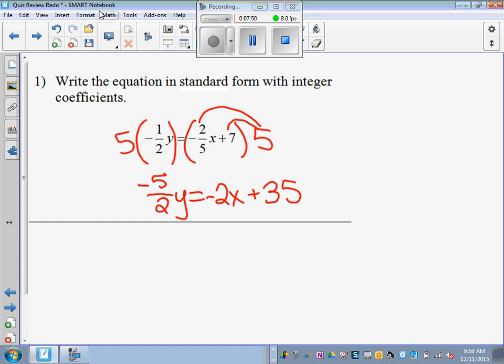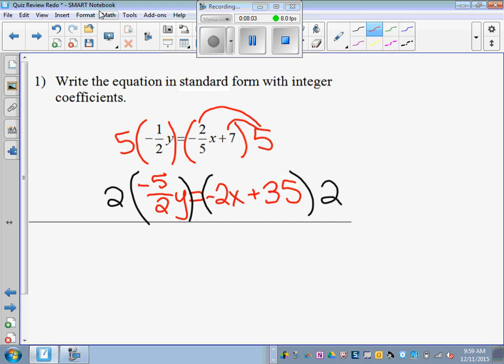So I only have one denominator to choose from. What do you think we're going to multiply by? 2. Okay. 2 times negative 5/2 y is negative 5y. And I have to distribute this 2 again. So I get negative 4x plus 7. Okay, we got rid of all of our fractions.